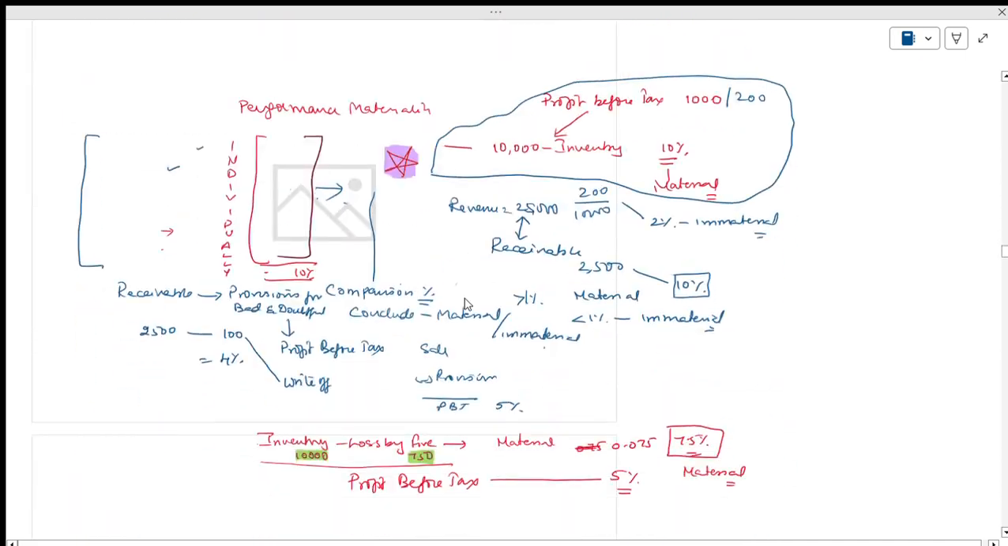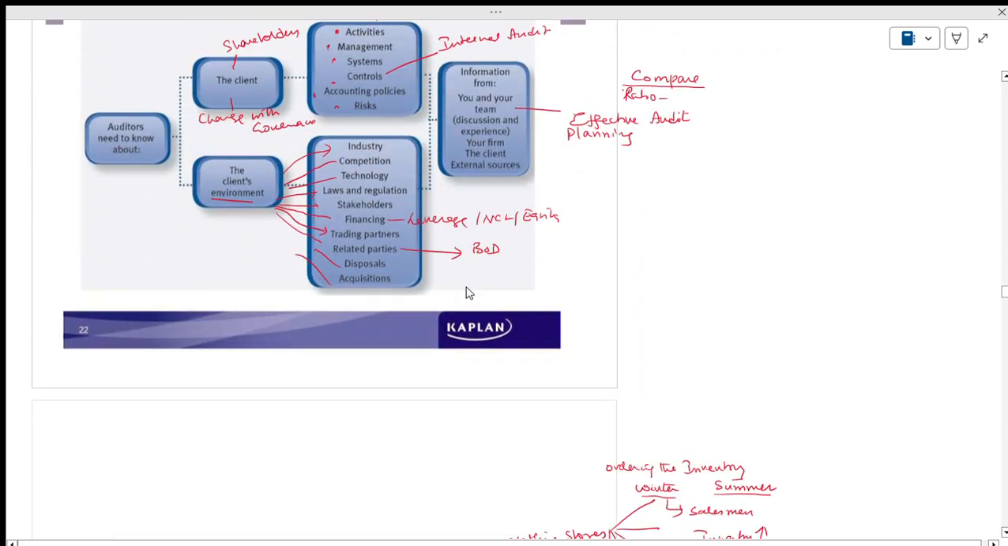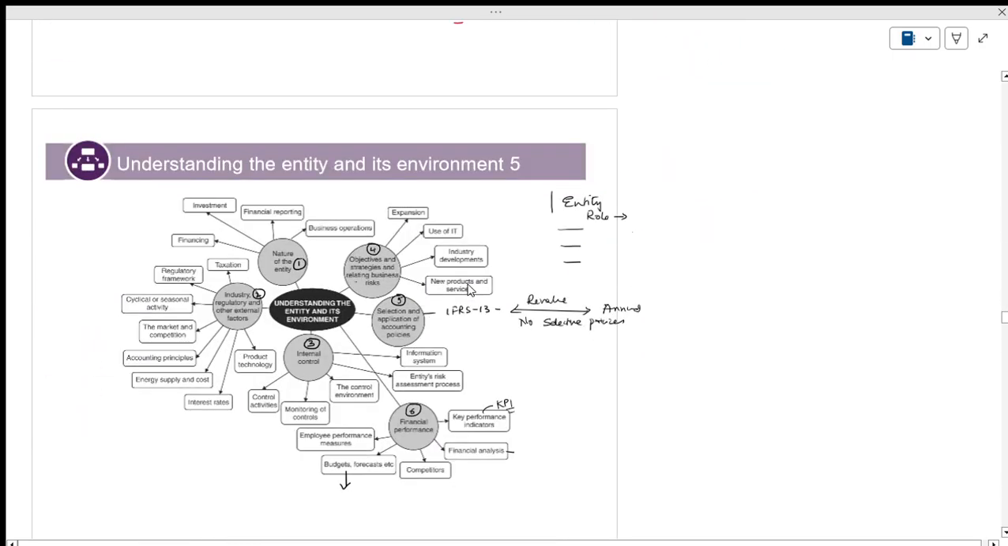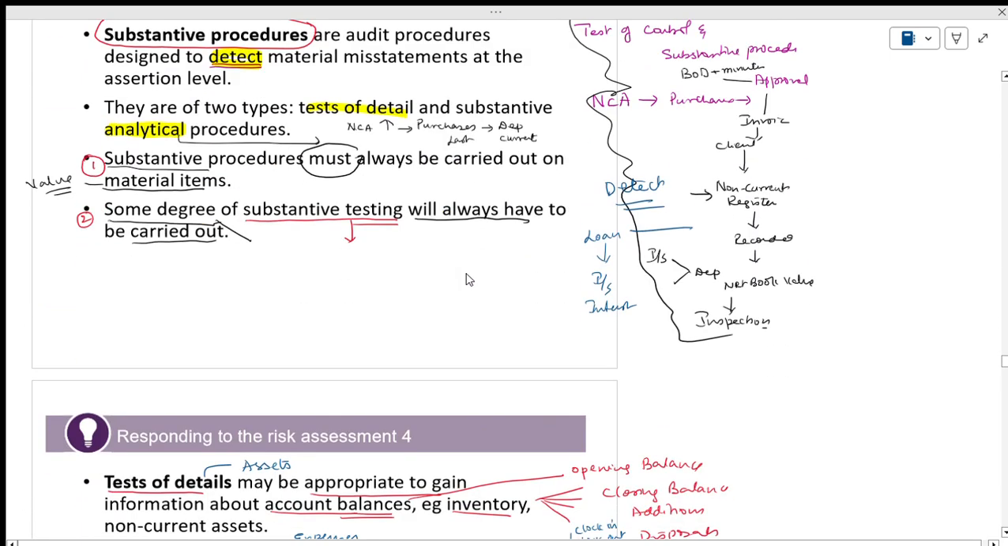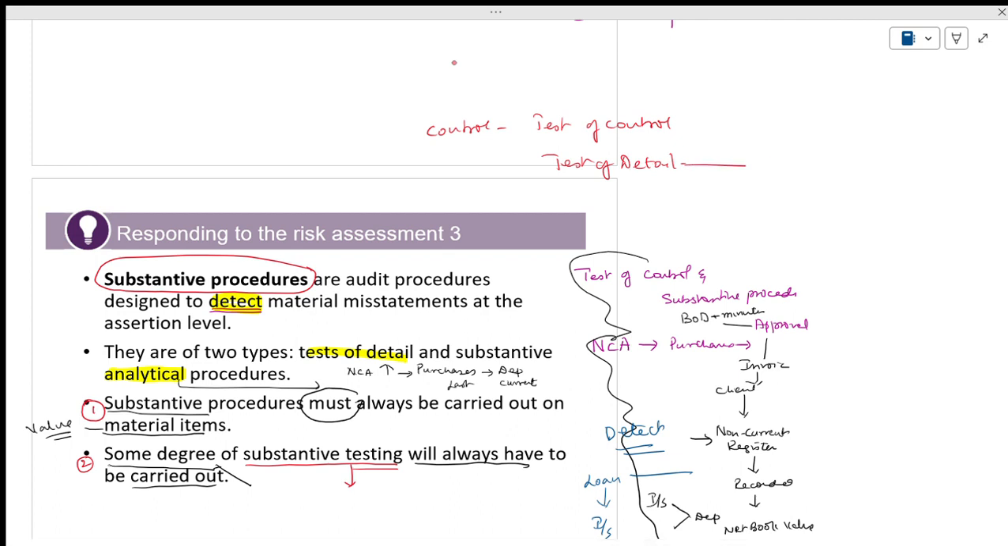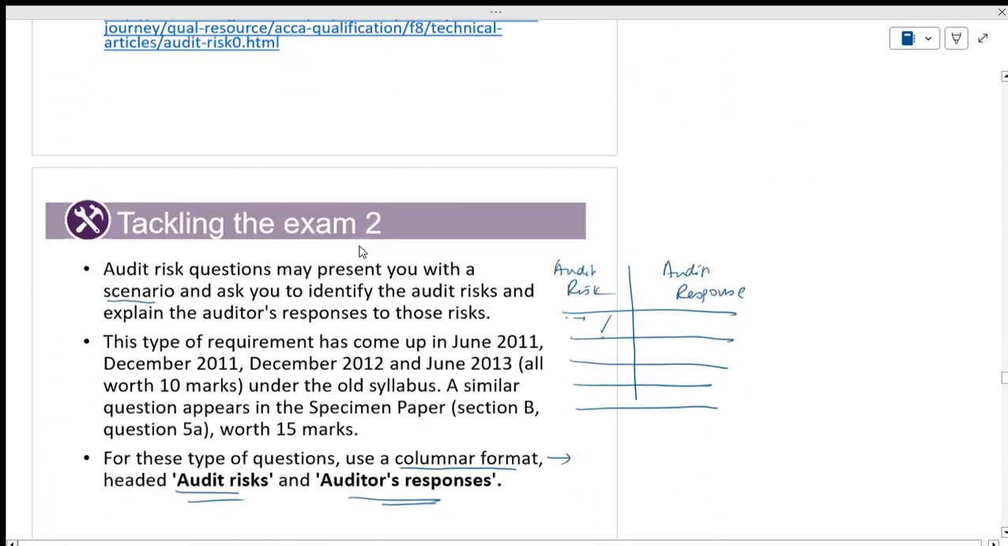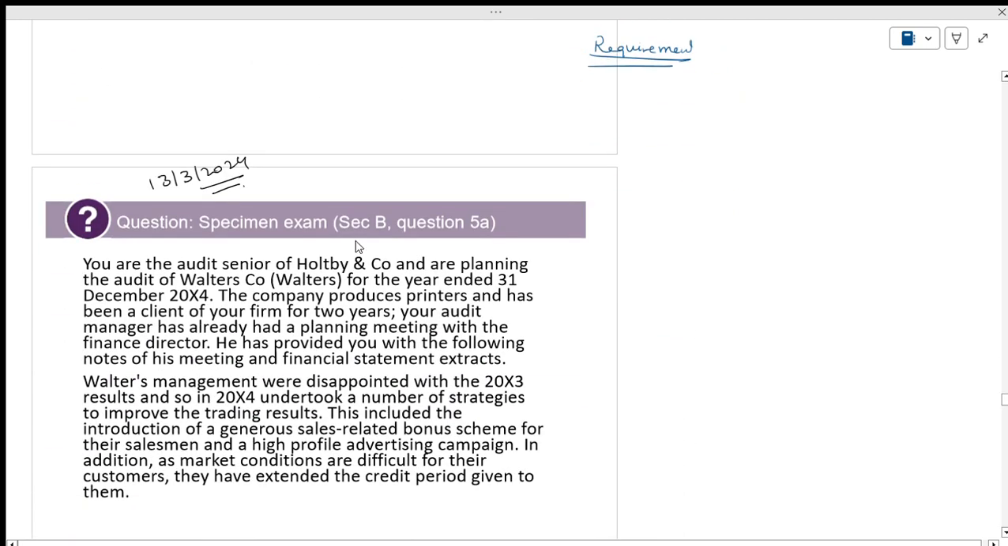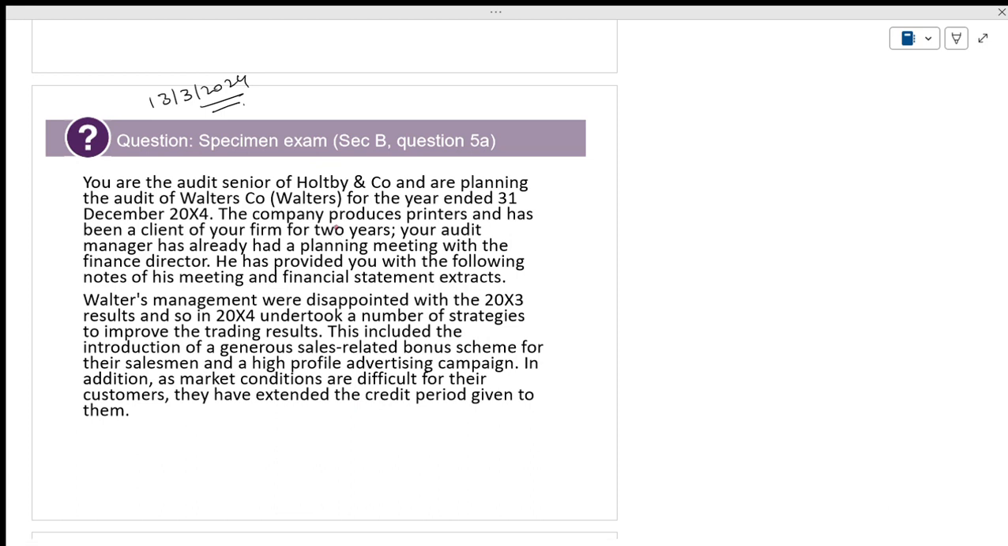That's materiality we are working with. Then procedures: substantive procedures and restricted substantive procedures. Again, you will have a control, you will have a test of control, you have test of details, and you have substantive procedures. Now you can understand from this. We are starting here.